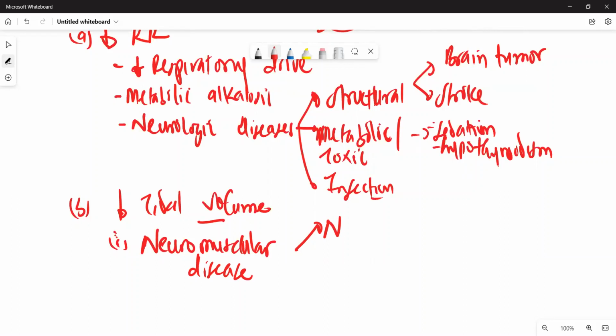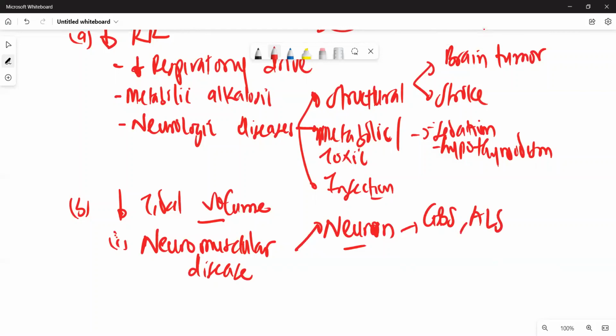So it could be a problem with the neurons, the neuro part of it, which could be things like GBS, Guillain-Barré, whereby there's autoimmune destruction of the Schwann cells that myelinate the peripheral neurons. Because of that, those patients have ascending paralysis, and that's why the most common cause of death in them is actually respiratory failure.